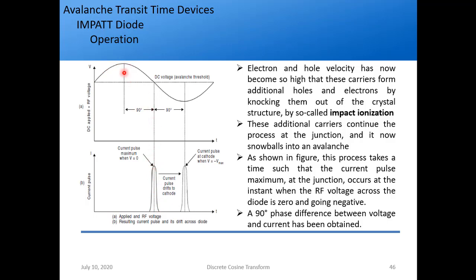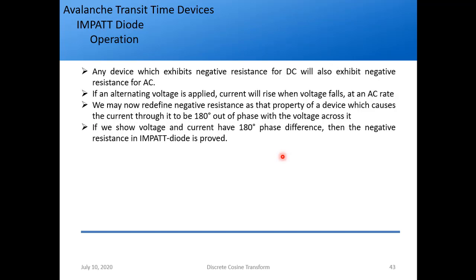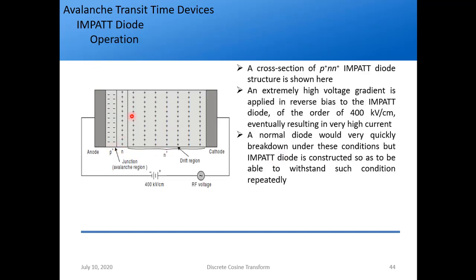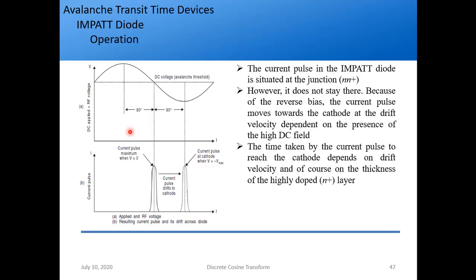What we require is one more 90-degree phase shift to achieve the negative resistance region. By this time the current will have transferred to this N plus region. So we are now at the N plus region. But obviously it will not stay there. Because of the reverse bias, the current pulse will move towards the cathode, that is, towards the right side. So it will keep on moving further.